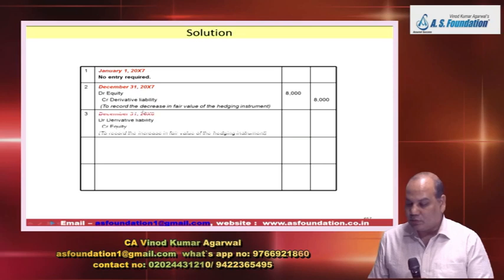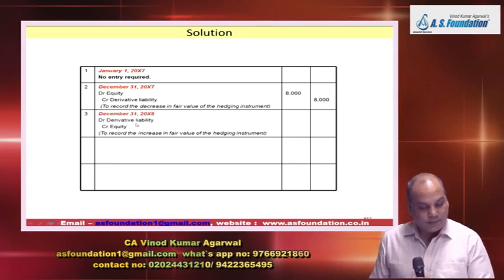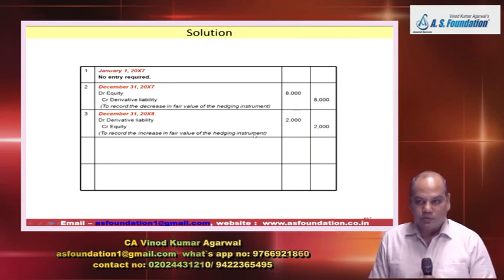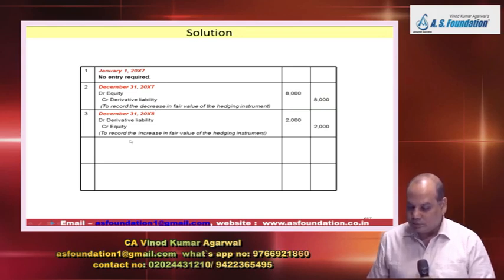Now come to December 31, 2018. Good news. There is an increase in the fair value of the forward contract by $2,000. So now I am going to pass the entry, reversing the entry by $2,000. Derivative liability account debit 2,000 to equity account 2,000. Being increase in fair value of hedging instrument.